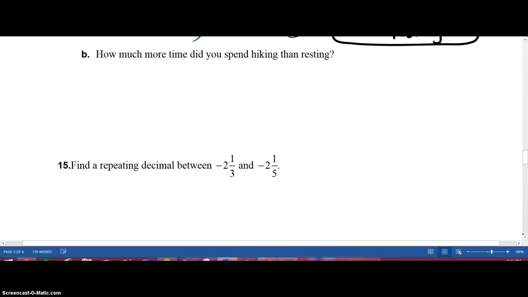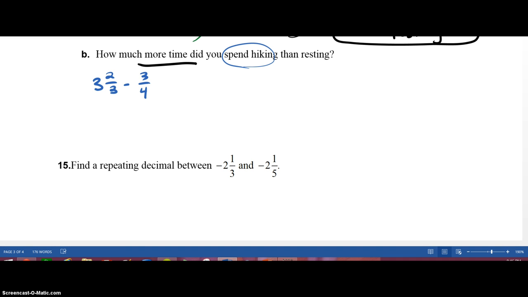Now part B says, how much more time did you spend hiking than resting? How much more time? So we're comparing, and to find the difference here, we're going to want to subtract. So hiking, we spent 3 and 2/3 hours. I'm going to subtract 3/4 that was spent resting, and I want to find out how much more time I spent hiking. Now I can tell I spent more time hiking than resting, but I want to know how much more.